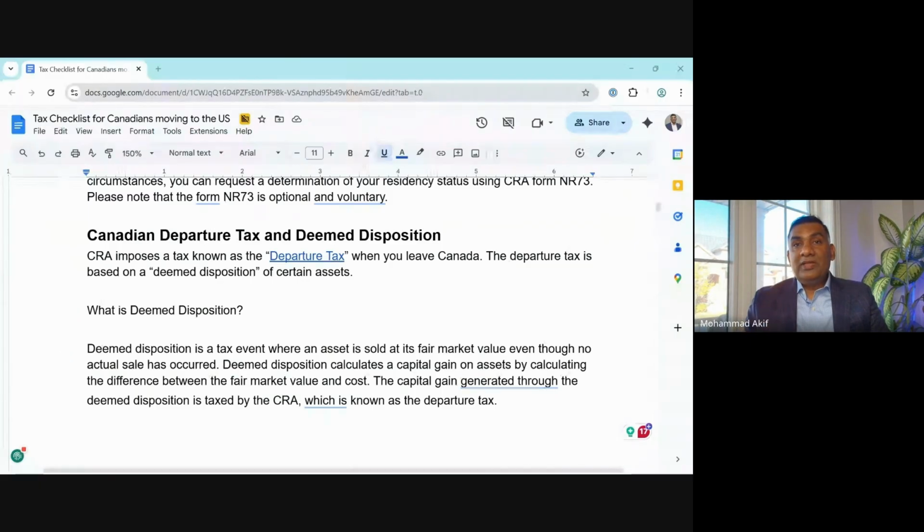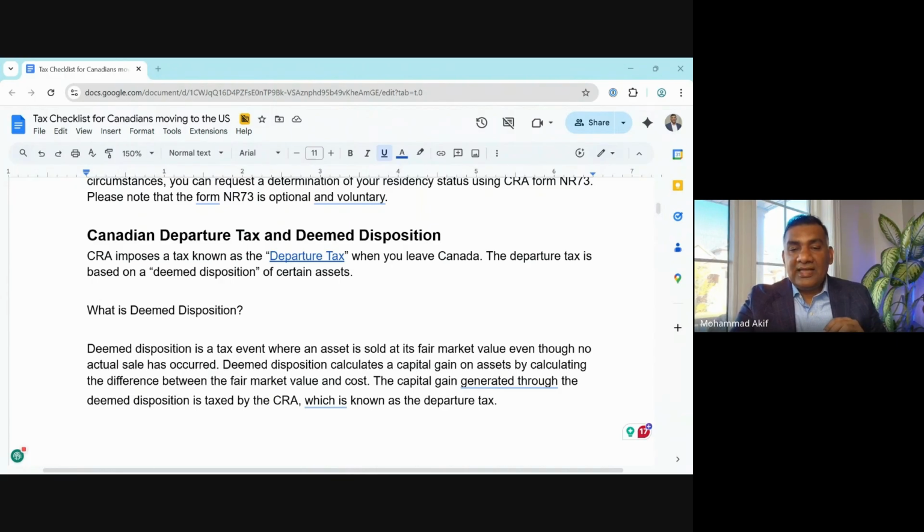So when you do leave Canada, there are certain assets that get deemed dispositioned, where the capital gains are triggered, and then there's tax on it. In some cases, there might be a loss. Of course, when there's a loss, the government doesn't want anything to do with it. When there's a gain, they want the tax. So deemed disposition is a paper realization. It's not an actual sale of assets, right? So this is what the deemed disposition is.